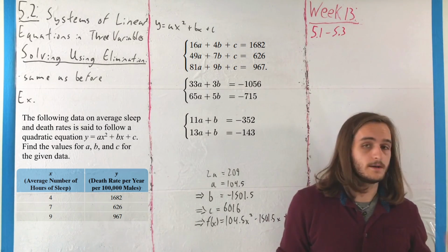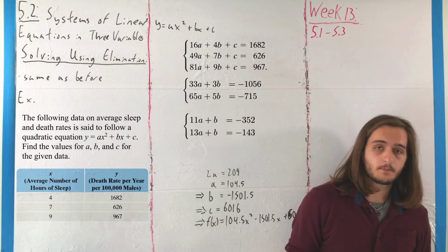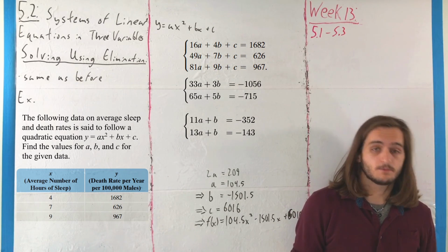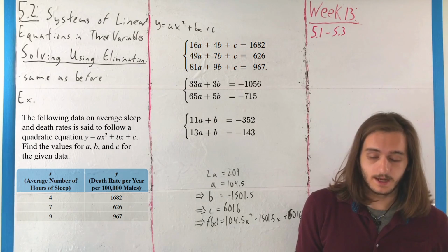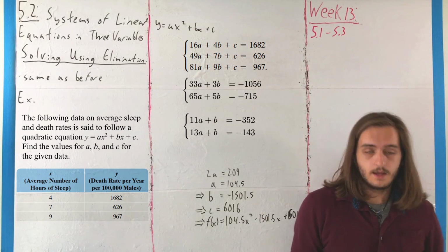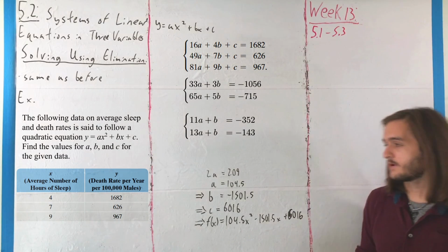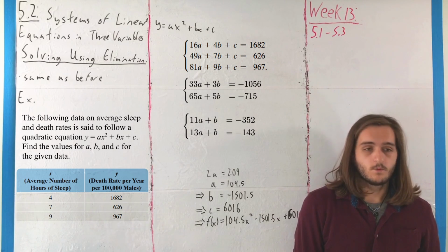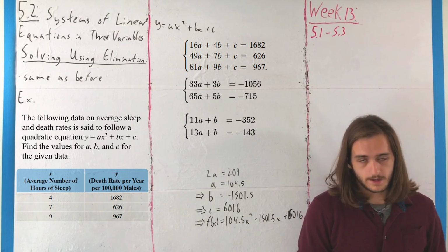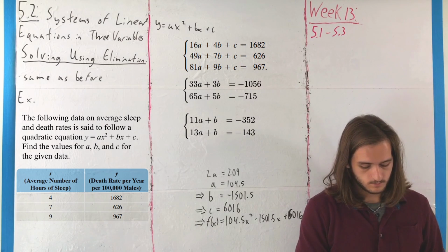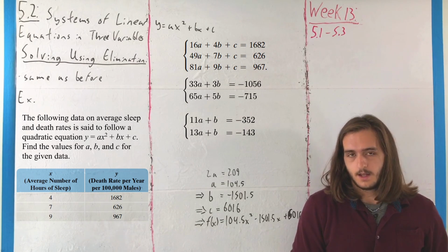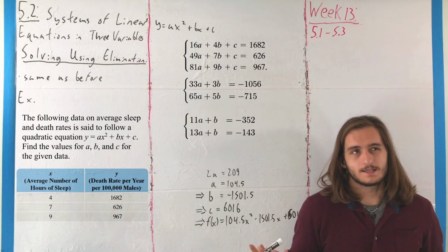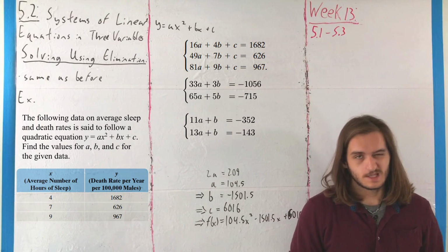So if we want to find out what the death rate is per 100,000 males for someone who sleeps 5 hours a night on average, we could plug that in there, and we would end up getting that it is approximately, at least according to our model, a value of 1,121 deaths per 100,000. And this is a bit more of an, let's say, abstract application here, at least in terms of the process.